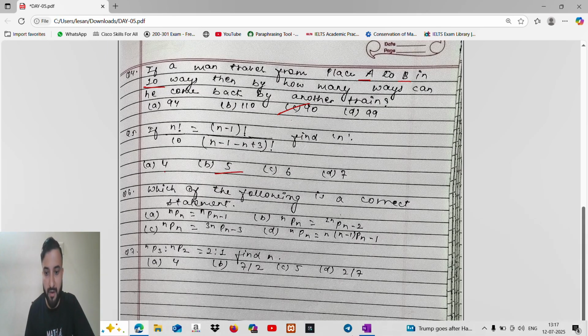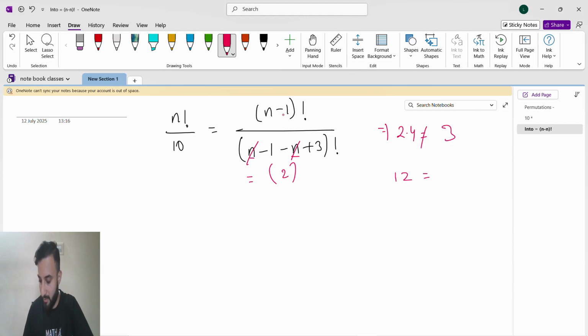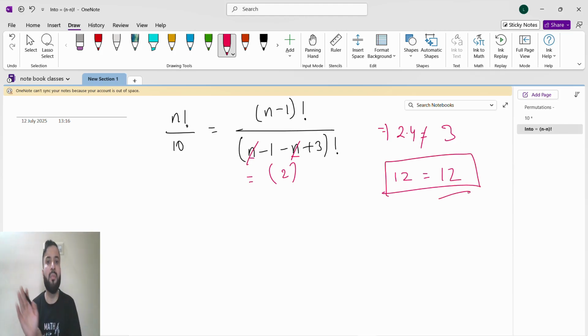Option B, we will take 5. So 5 factorial, 5 into 4 into 3 into 2, it will be 120. 120 divided by 10 is 12. And this side, 5 minus 1 is 4. 4 factorial is 4 into 3 into 2, it's 24. 24 divided by 2 is 12. Yes. So the answer is this. So another method is to simplify, which is the lengthy method. So this trial and error method is the easiest method, because we know plus n and minus n will get cancelled.